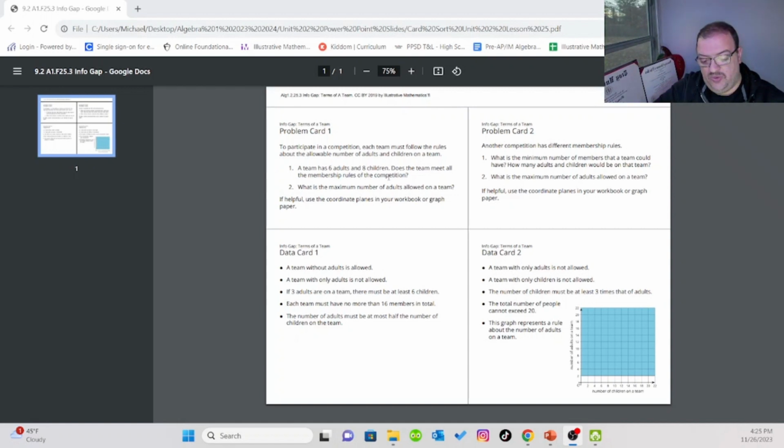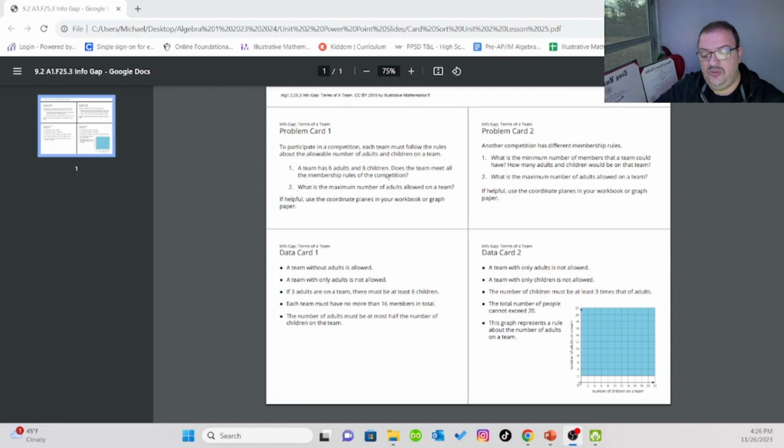The last rule says the number of adults must be at most half the number of children on the team. So if we have 8 children, then half of 8 is 4, and this team has 6. Since they have more than half the number of children, they would not be eligible for this competition.